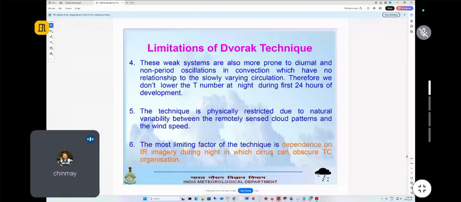So this is also one of the important limitations of the Dvorak technique, as it directly detects light.